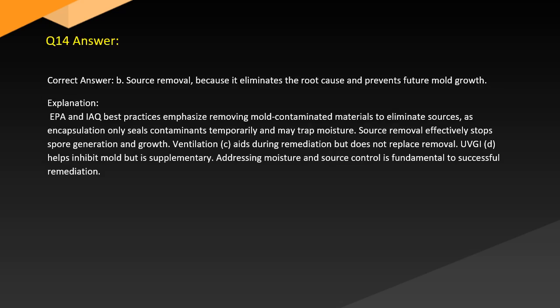Answer. Correct answer B. Source removal, because it eliminates the root cause and prevents future mold growth. Explanation. EPA and IAQ best practices emphasize removing mold-contaminated materials to eliminate sources, as encapsulation only seals contaminants temporarily and may trap moisture. Source removal effectively stops spore generation and growth. Ventilation, C, aids during remediation but does not replace removal. UV, D, helps inhibit mold but is supplementary. Addressing moisture and source control is fundamental to successful remediation.